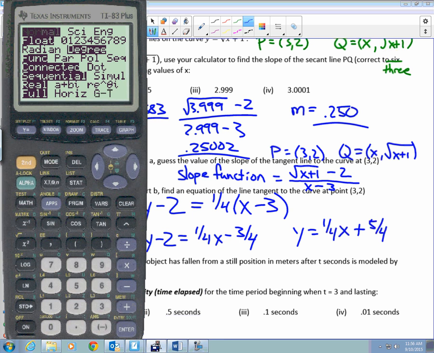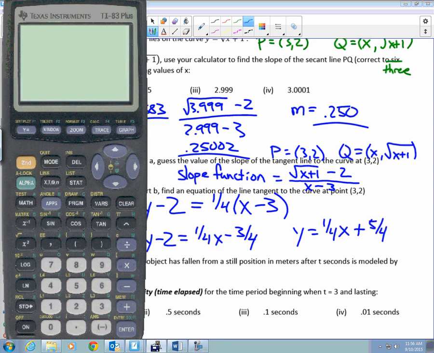Okay, so if you go into mode, you're probably working in parametric. Move over to function and you'll be out of it. So within my y equals, I have parentheses. We're going to do square root of x plus 1 minus 2. That's the numerator. And then I will divide it by the denominator, x minus 3.